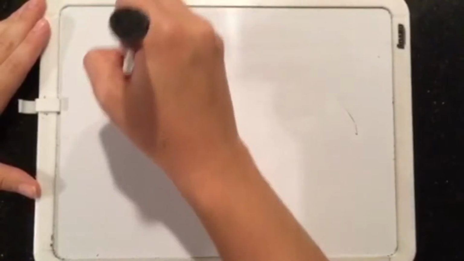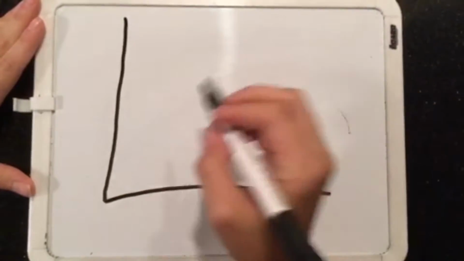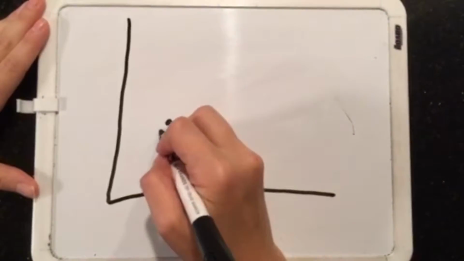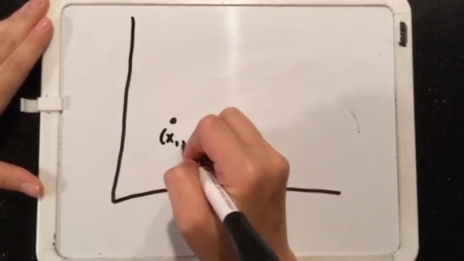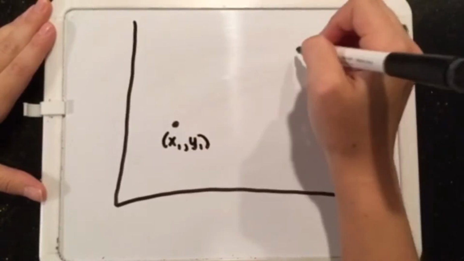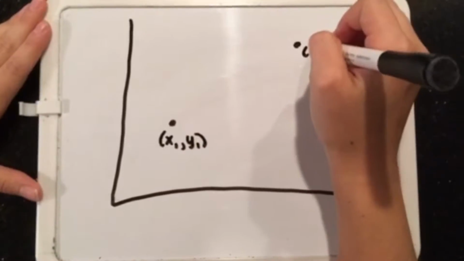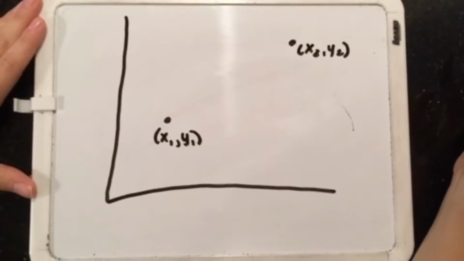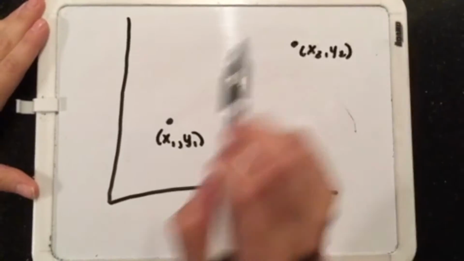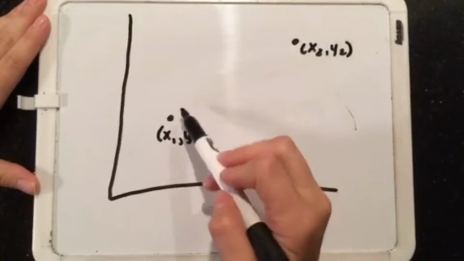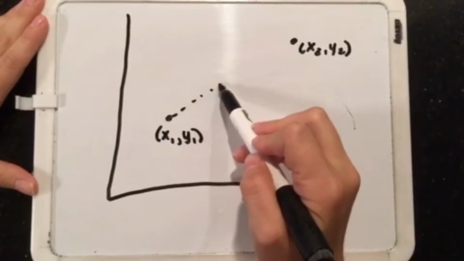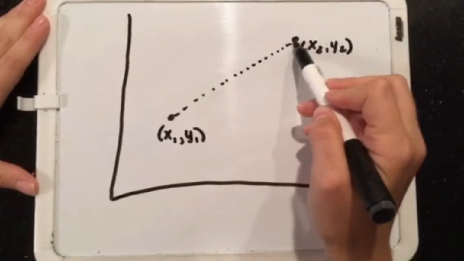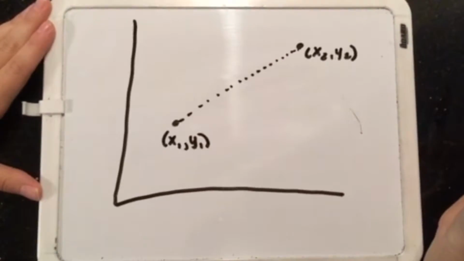I want to give you a little bit of background as to how we developed this formula. Imagine a coordinate plane where x1, y1 is our first point, and x2, y2 is our second point. Now we want to find the distance between point number 1 and point number 2. So I'm going to draw a dotted line connecting those 2 points.